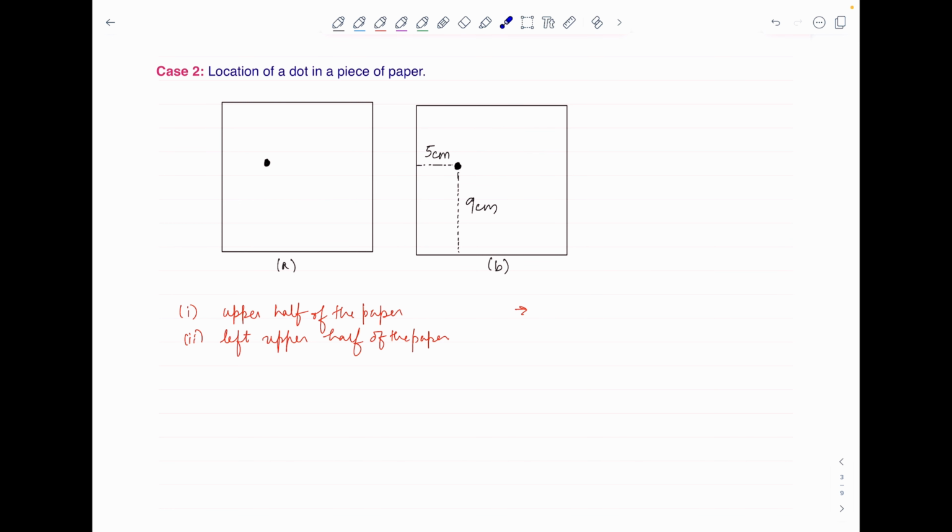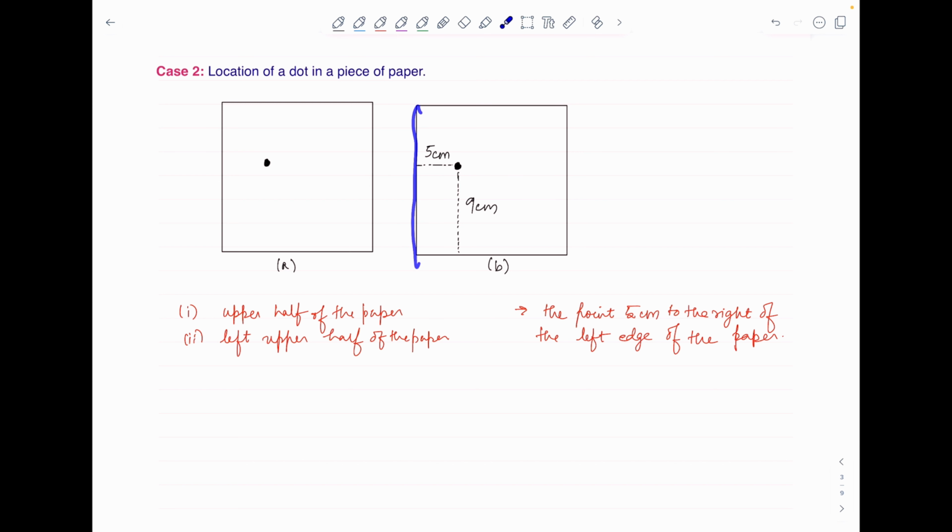So he said, sir, the point is 5 centimeter to the right of the left edge of the paper. I said, Rohan, you are still not clear. You told me this point is 5 centimeter from the left edge of the paper, going to the right side.